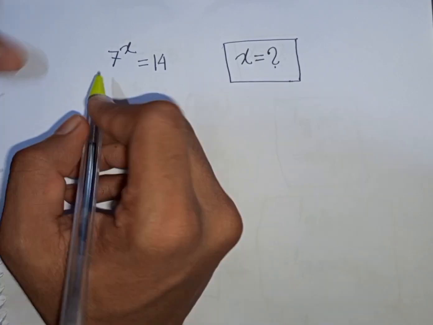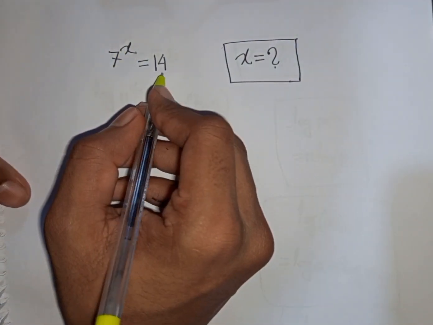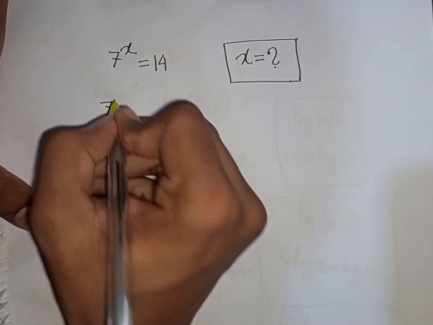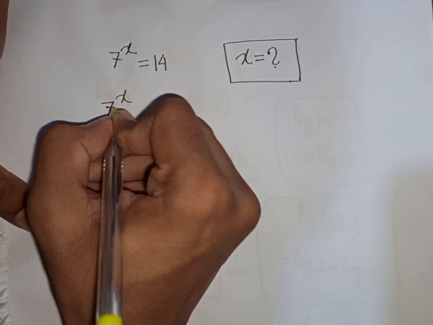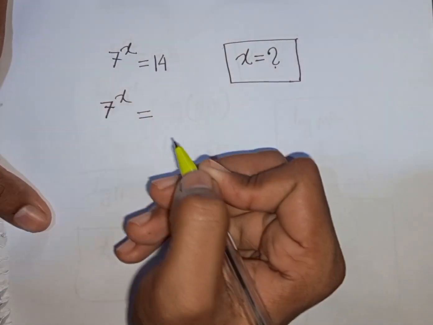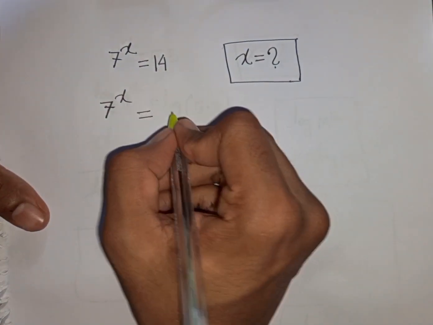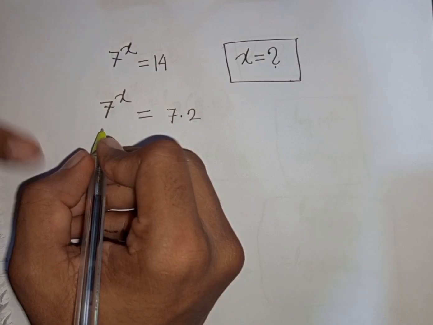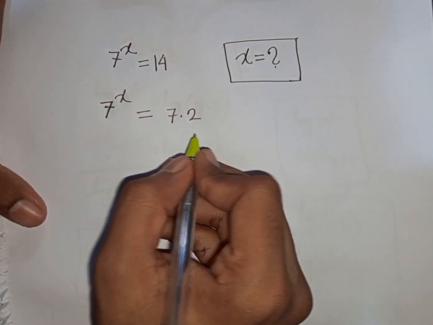How to solve 7 power x is equal to 14. Find the value of x. So we have 7 power x is equal to 14, which can be written as 7 times 2. Now we apply log on both sides.